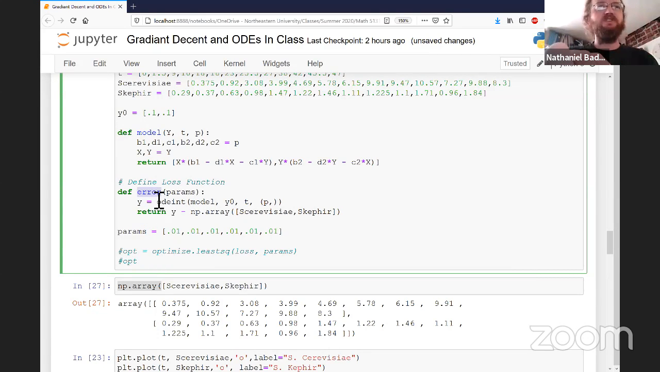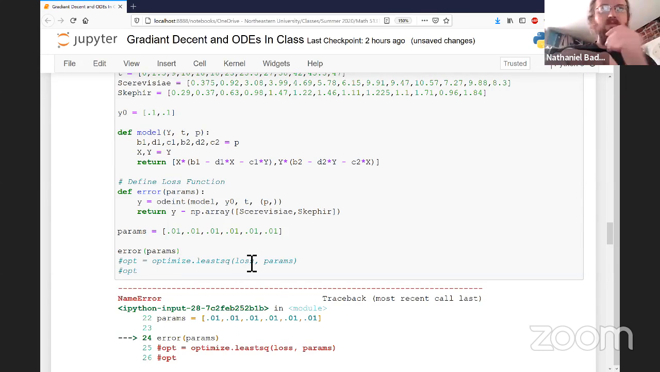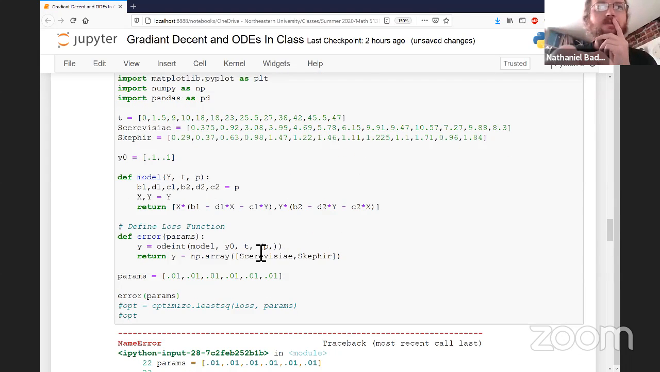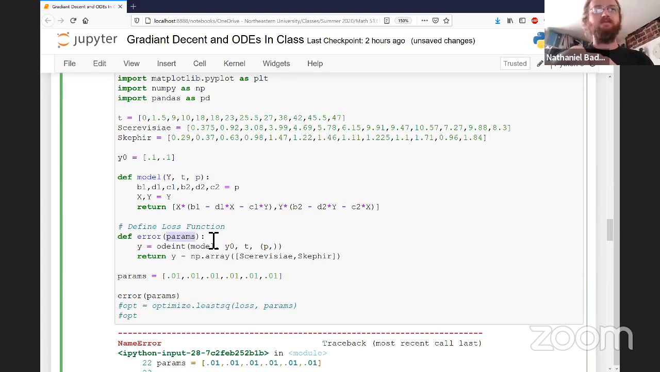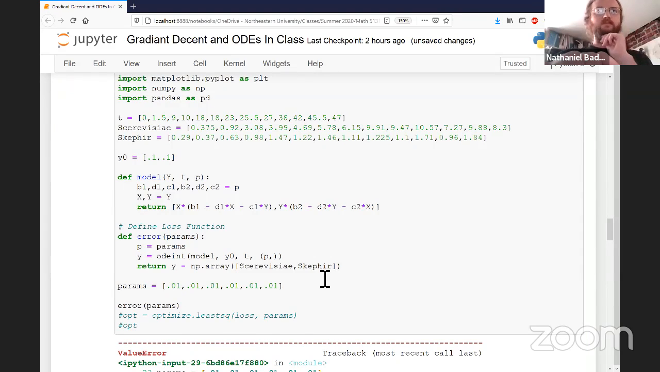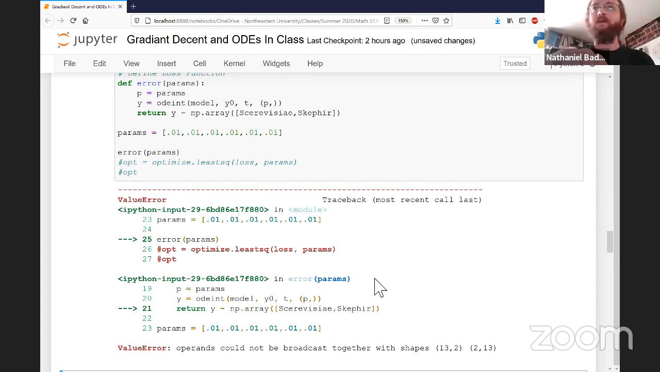And let's just check error and make sure that this is working. Because spoiler, it's not going to. Oh, name np is not defined. Okay, so we're getting an error.